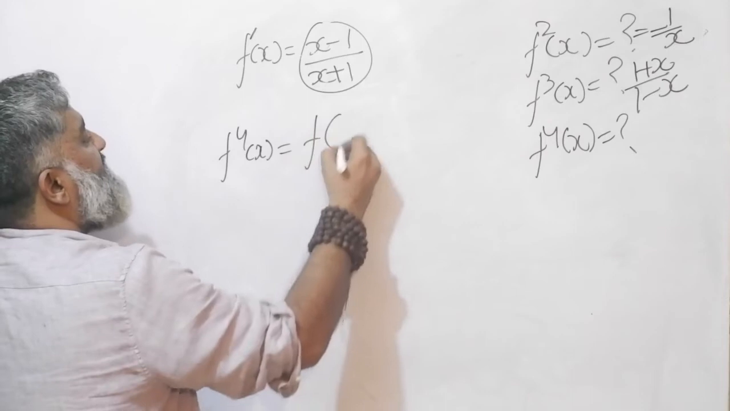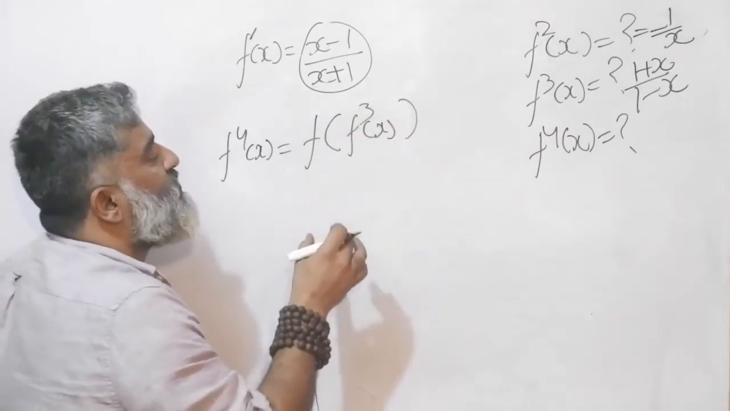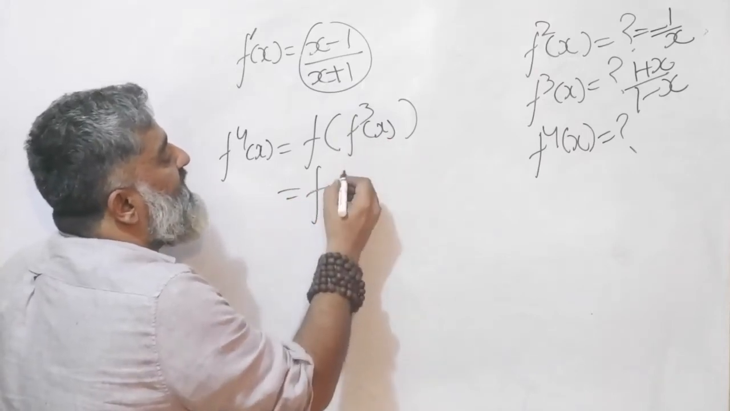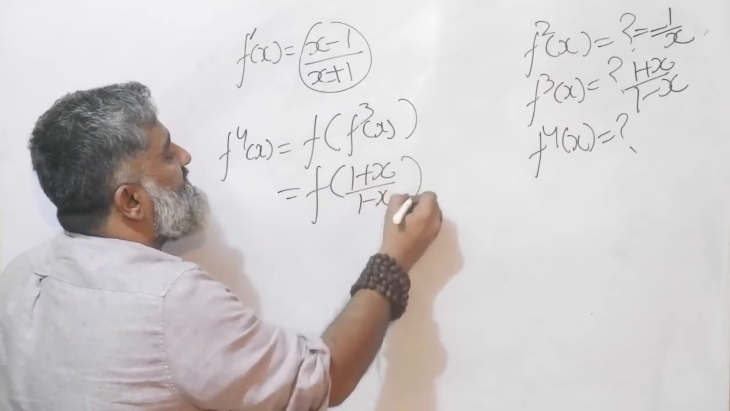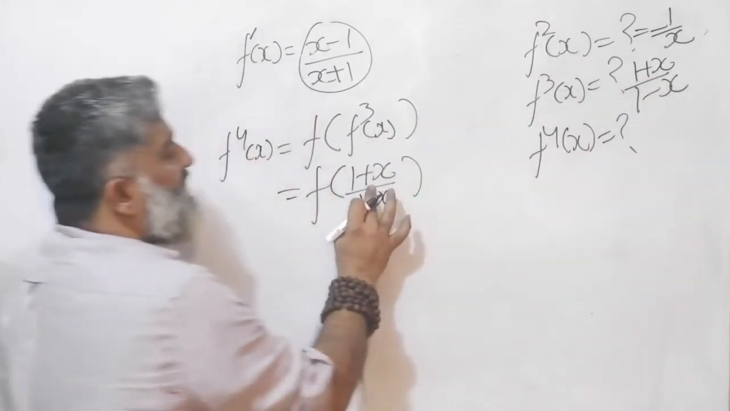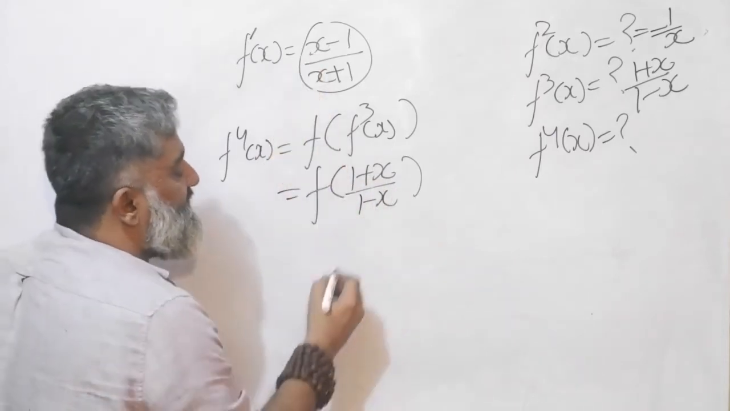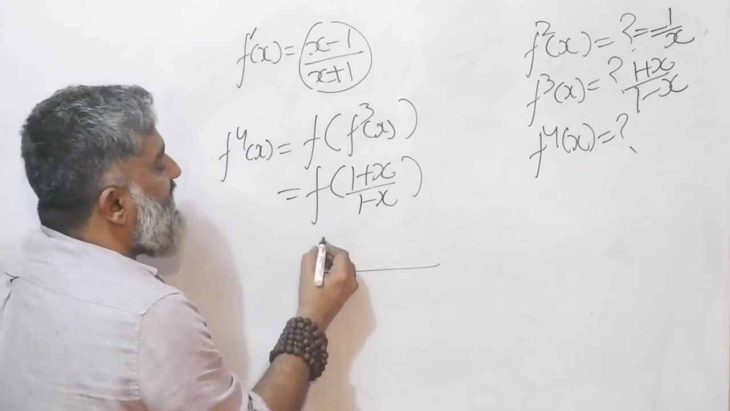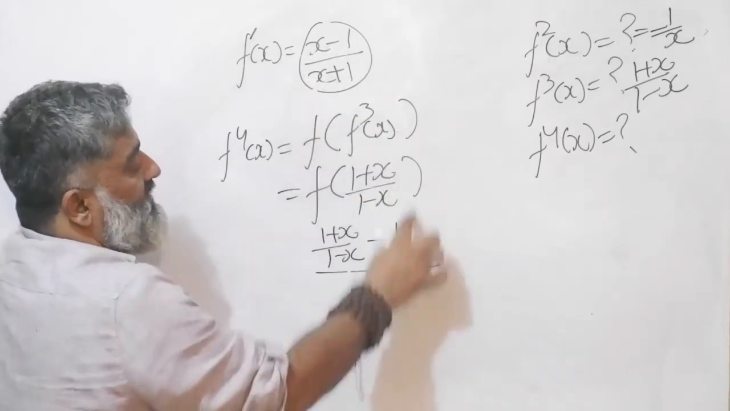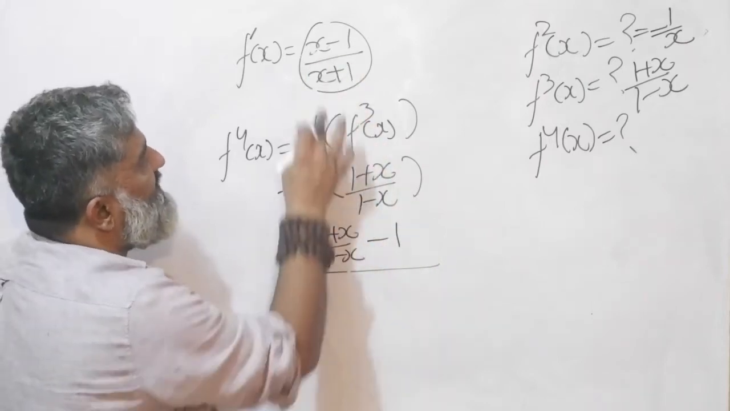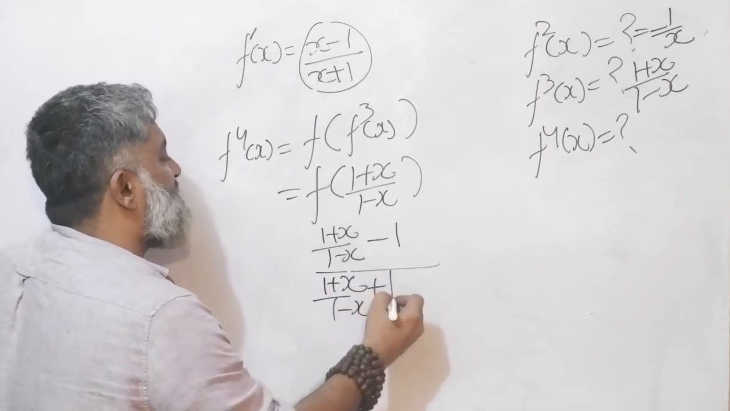f4 of x is f of f3 of x, right? Repeating the basic ideas over and over again. So now instead of f3 of x, can I put (1 plus x) upon (1 minus x), right? Because this is equal to this, so I'm putting it here. What does this mean? Instead of every single x, put up this whole thing. So I'm doing that. Instead of x in the numerator, I'm writing (1 plus x upon 1 minus x) minus 1, right? So look at the similarities. And similarly, instead of the x in the denominator, I'm writing (1 plus x upon 1 minus x) plus 1.